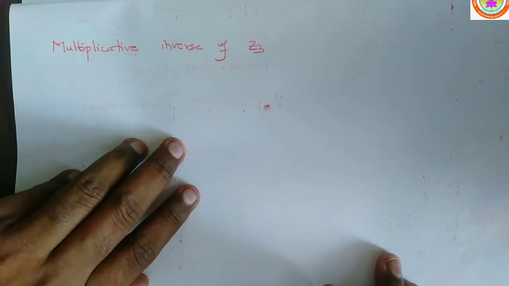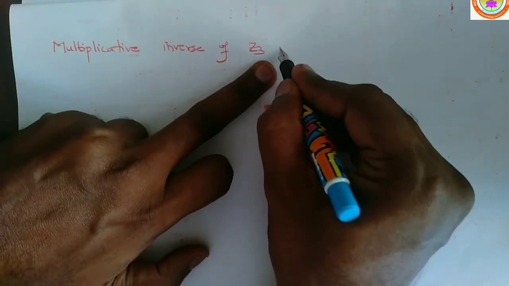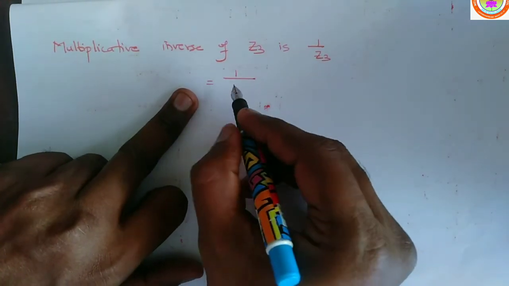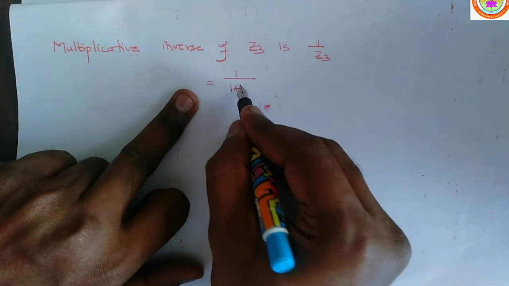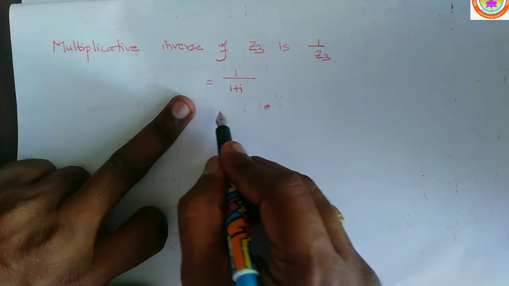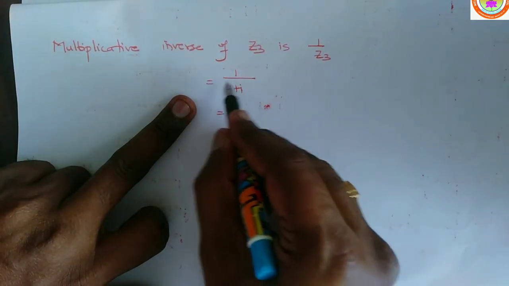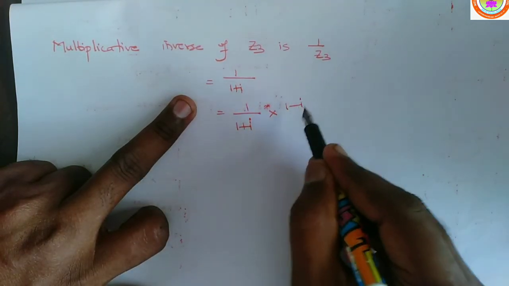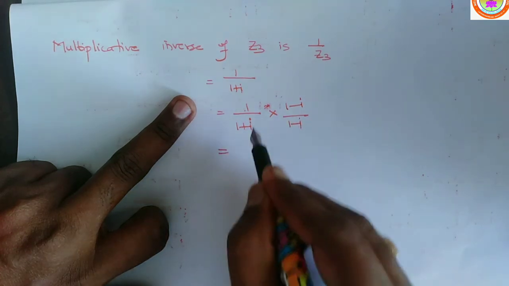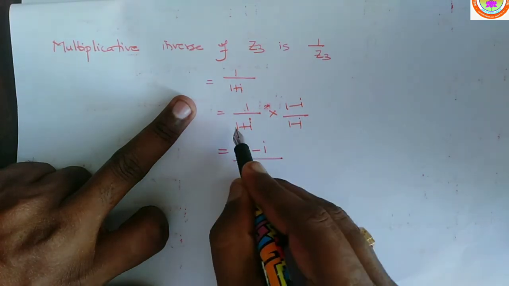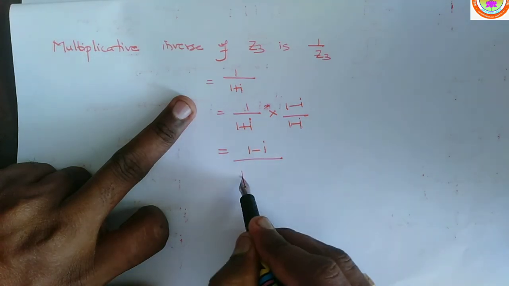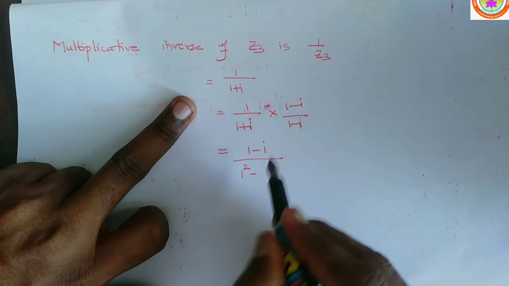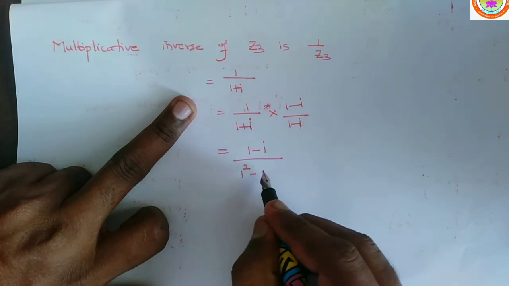Finally, the last one: multiplicative inverse of z3 is 1 by z3, and z3's value is 1 plus i. So 1 by 1 plus i. Now I want to conjugate. Why? The complex number should not be present in the denominator. So 1 minus i divided by 1 minus i. 1 into 1 minus i is 1 minus i. For the denominator, a plus b, a minus b, a square minus b square: b is also 1, the coefficient of i is 1.